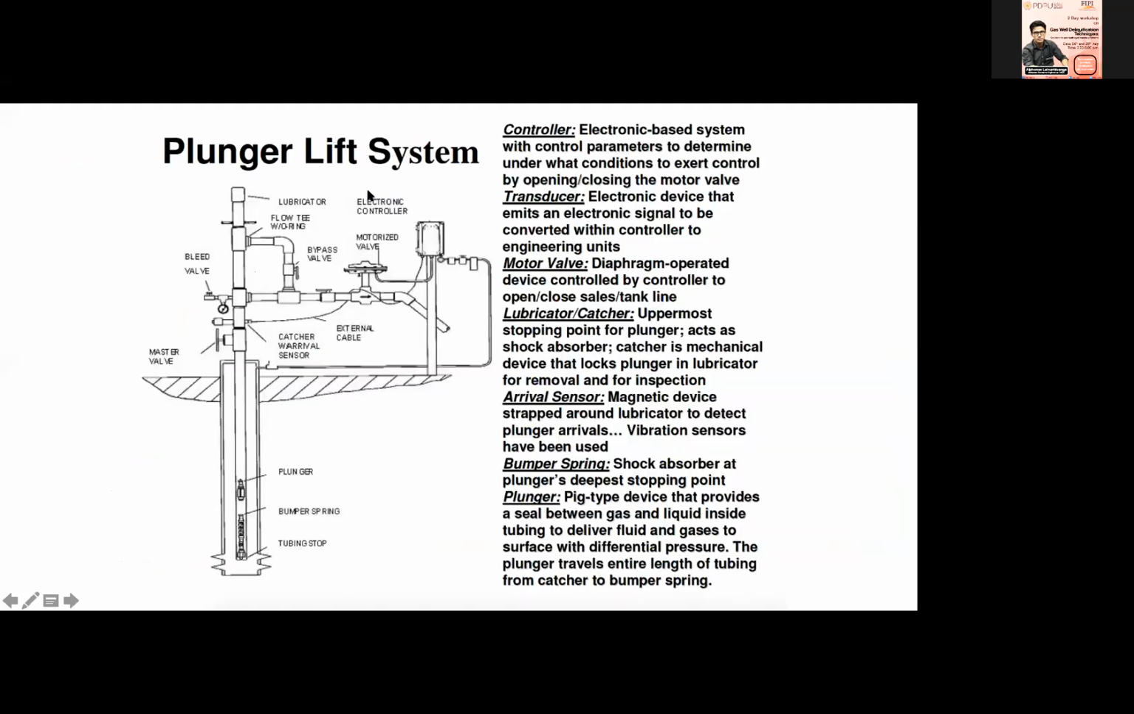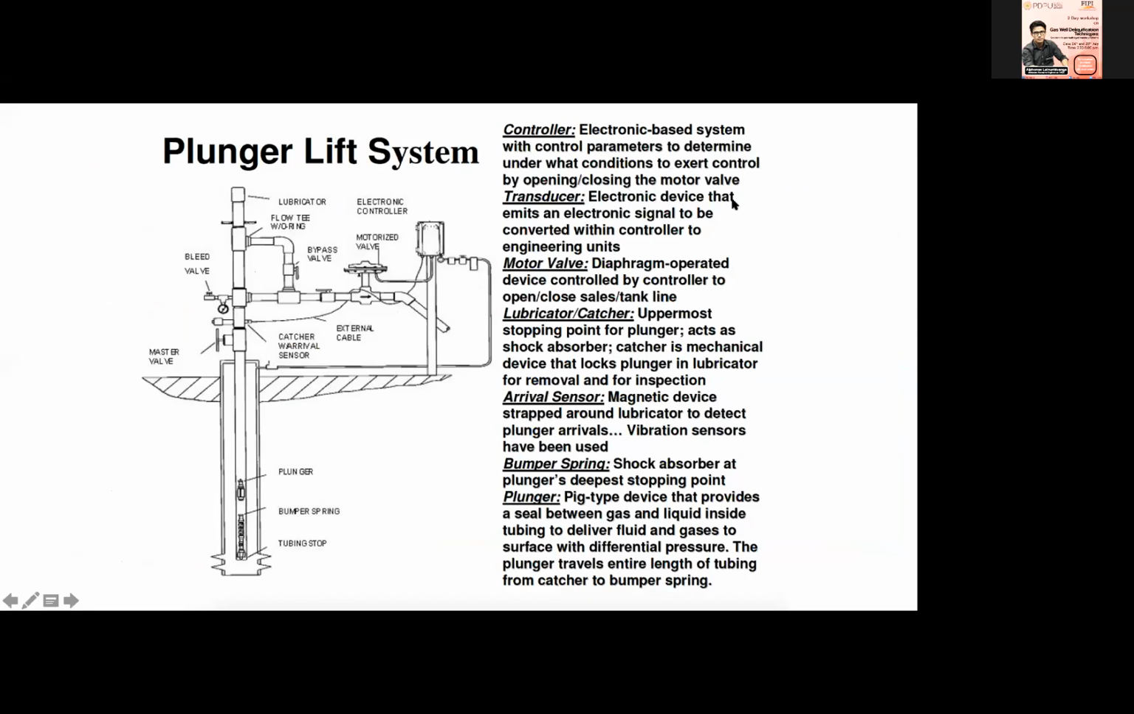In the plunger lift at the surface, you have a controller, which is electronic based, which will be controlled with a parameter from the sensor, which will give some signal to either close or open your motor valve. This is your motor valve. And you have a transducer.